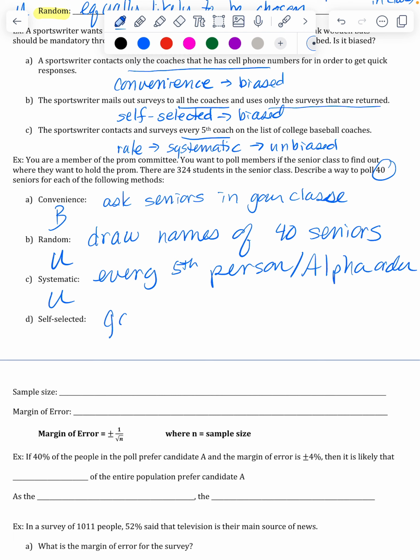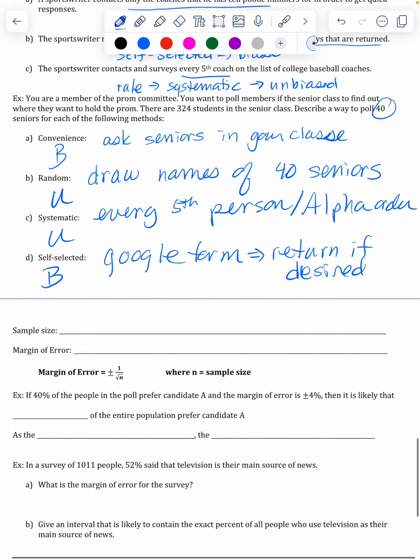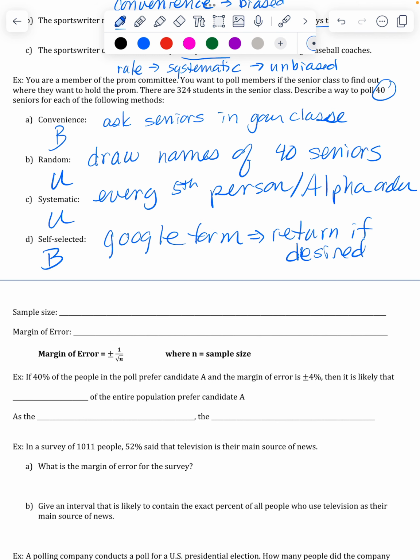Self-selected would be like if you sent out a Google form, and then they can return it if they want to. Now, the problem with that is going to be like a kid who's not going to go to prom is probably not going to answer because they don't care. So you're going to get a more biased sample because the people that respond are going to be people that have strong feelings about where it should be and what it should be like.